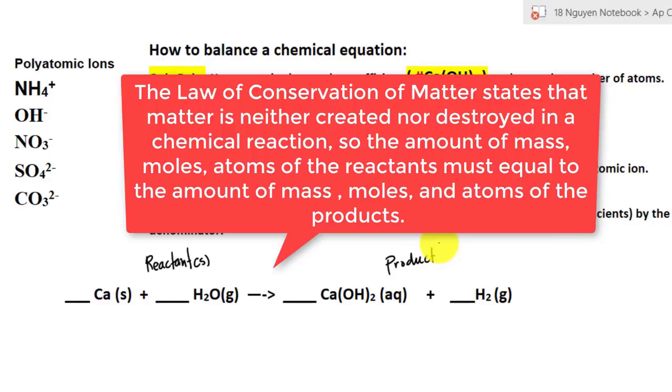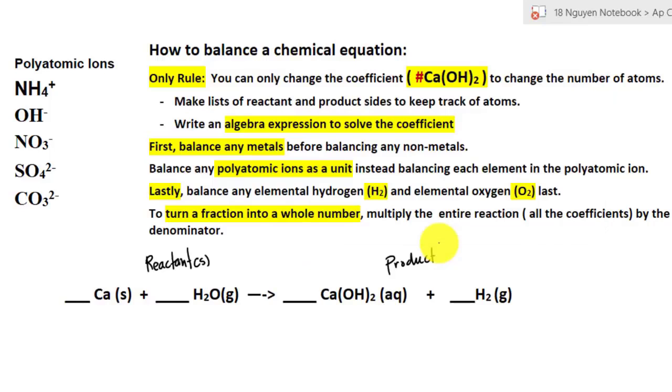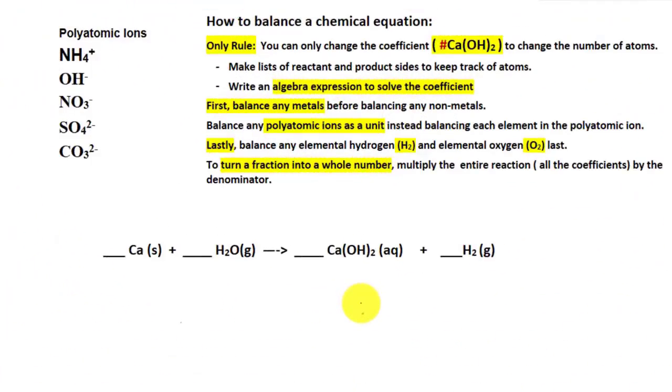In order to prove that law really exists, we have to balance a chemical reaction or chemical equation. In this video, we are going to focus on how to balance a chemical equation. Now let's look at how to balance a chemical equation. Well, there is only one rule when it comes to balancing a chemical equation, and that is you can only change the coefficient number, the number in front of the chemical formula. That's the only method you are allowed to use to manipulate the number of atoms on both the product and the reactant sides.